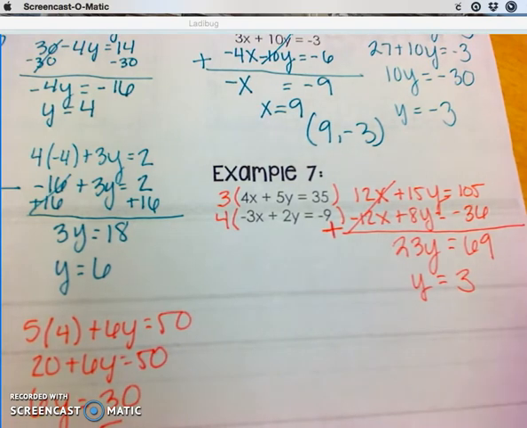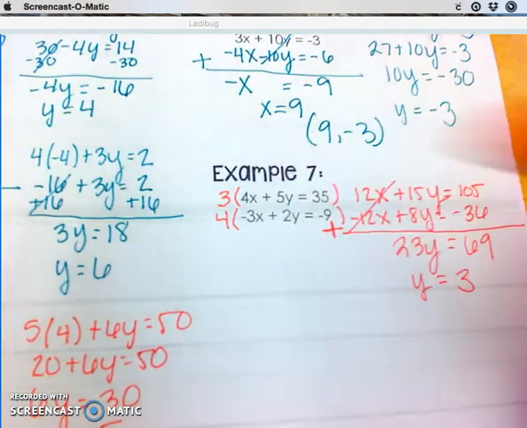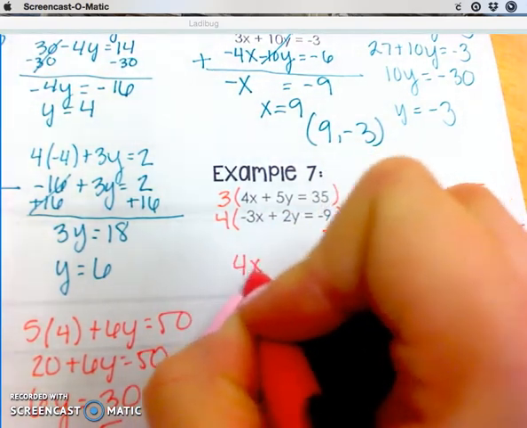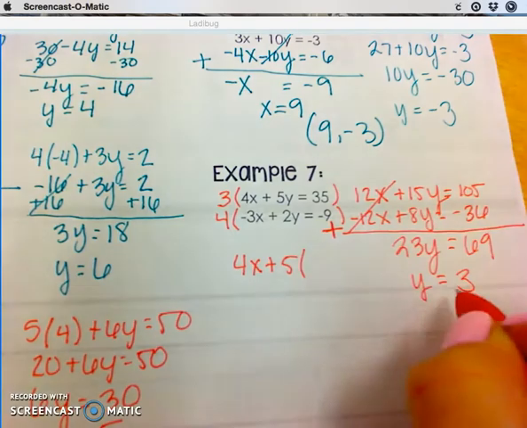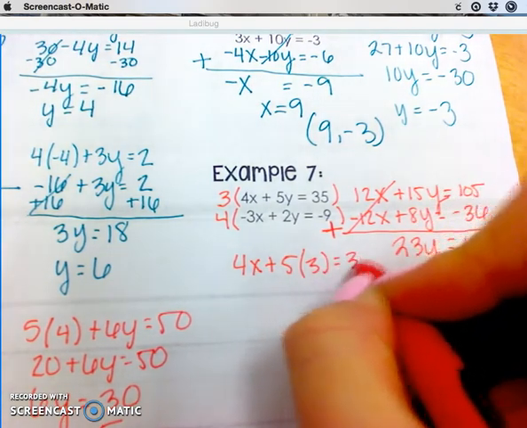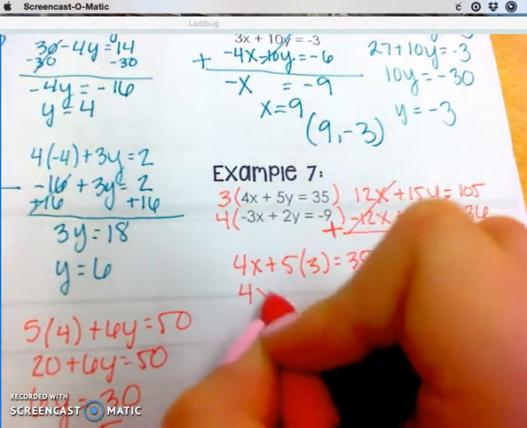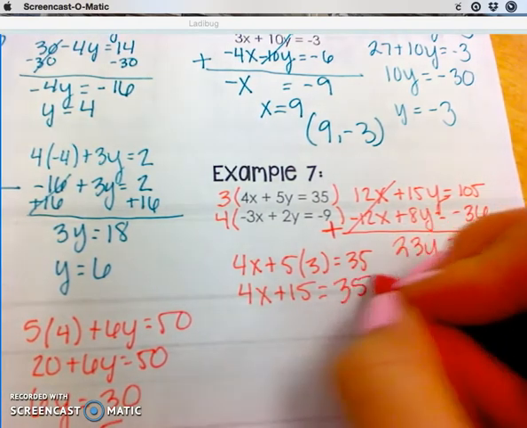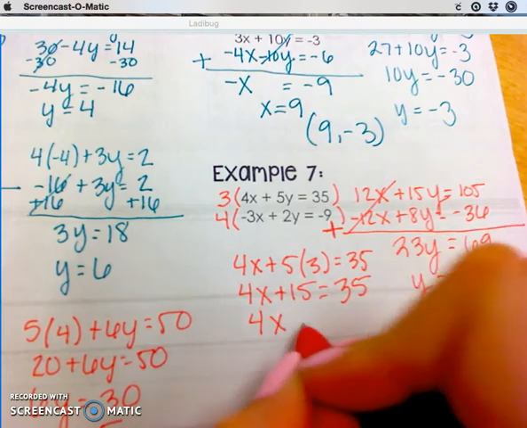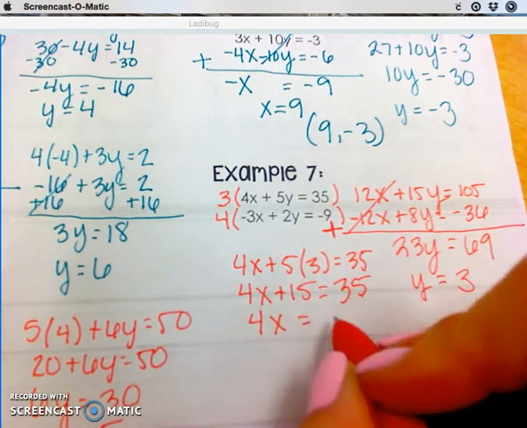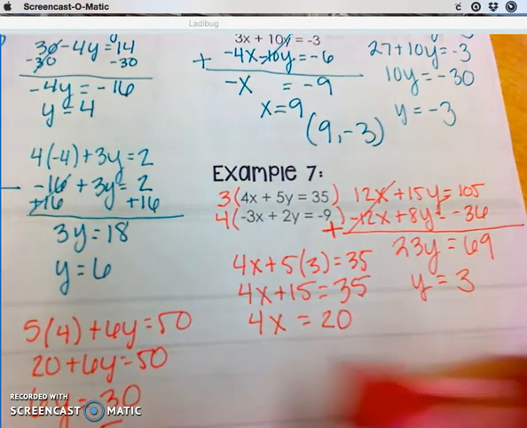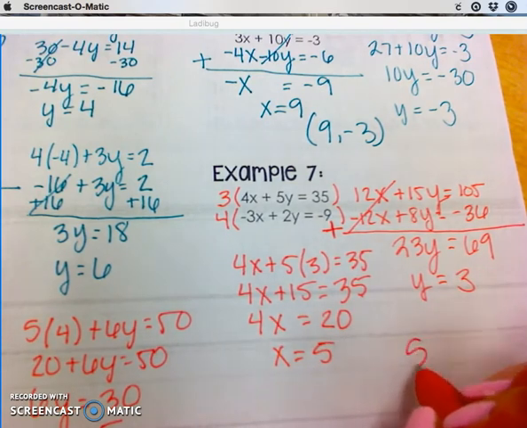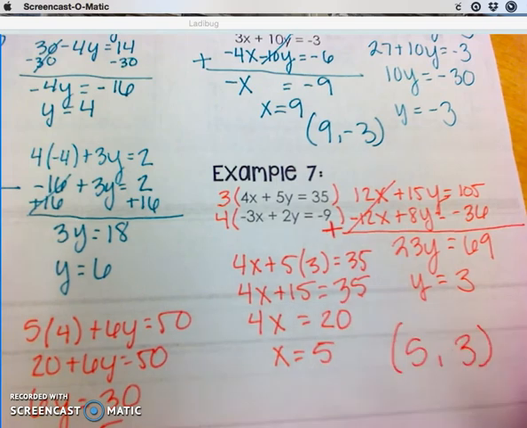And substitute it back in to either equation. I'm going to put it into the top one since there's no negative. So 4x plus 5 times 3 is 35. So 15 is what that reduces to. And subtract. 4x equals 35 minus 15 is 20. Divide both sides by 4. X is 5. My solution is 5, 3.